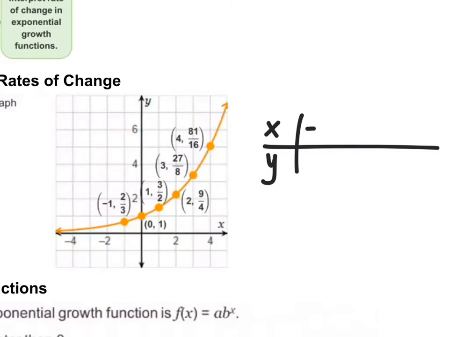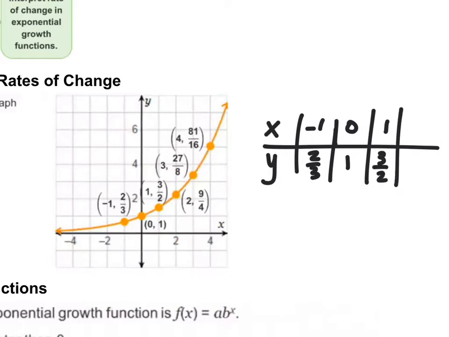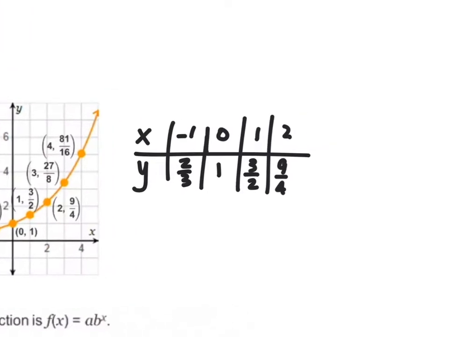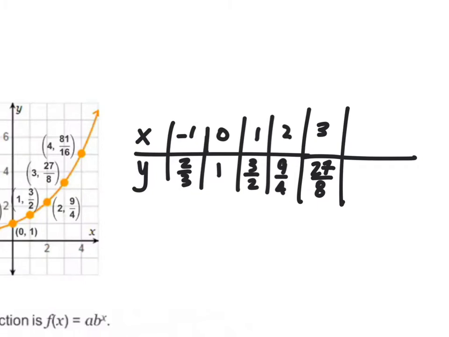If I plug in negative 1, I get 2/3. If I plug in 0, I get 1. If I plug in 1, I get 3 halves. If I plug in 2, I get 9 fourths. If I plug in 3, that's going to give me 27 eighths. If I plug in 4 for x, I get 81 sixteenths.